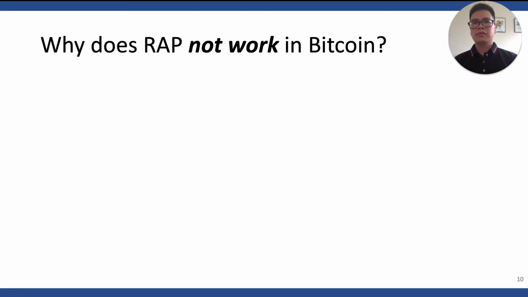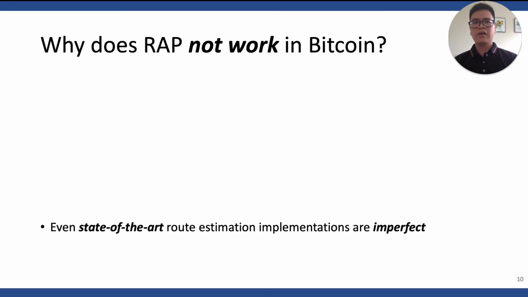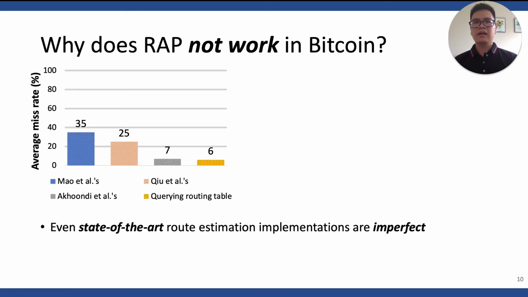So, why does RAP not work in Bitcoin? First, route estimation is known to be imperfect, and even with a state-of-the-art implementation. Here is the evaluation of the misreads of 4 state-of-the-art route estimation approaches. It shows that at least 6% of the shadow IPs are misidentified.